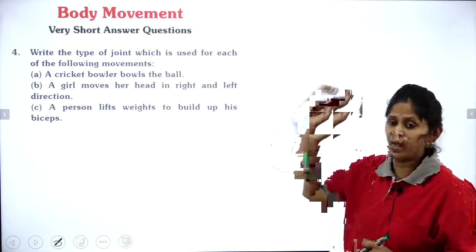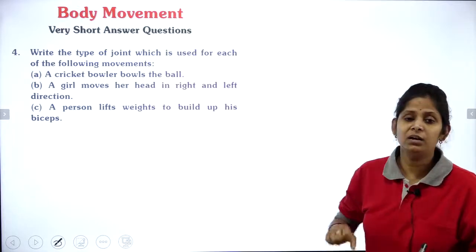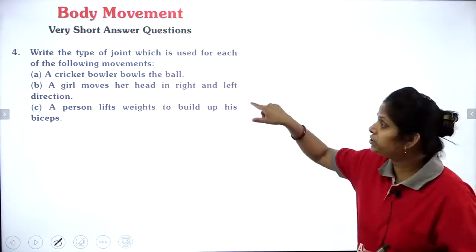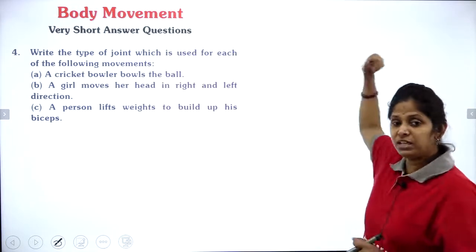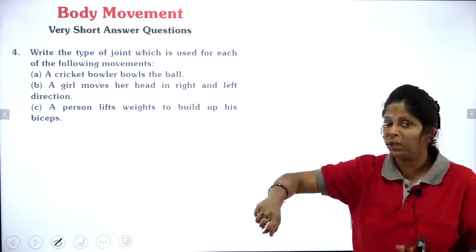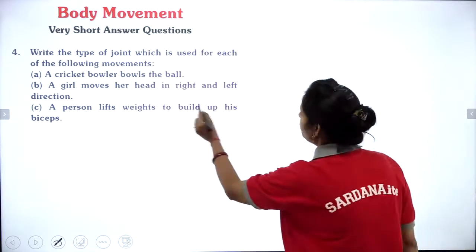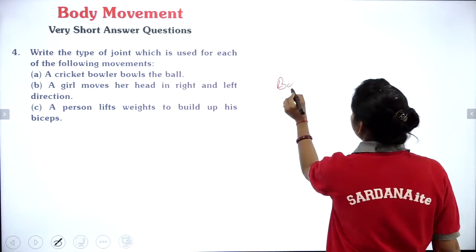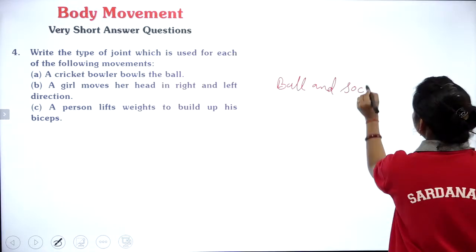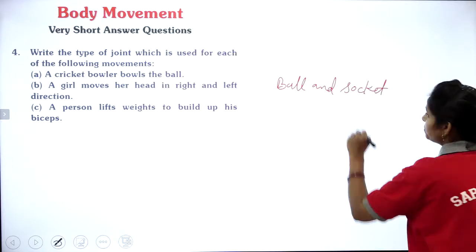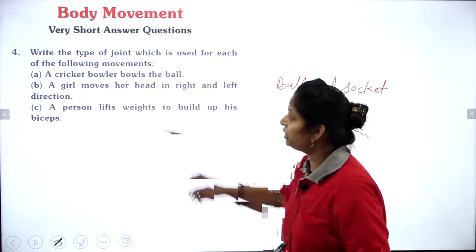Yes. So for A, you have to write down here ball and socket joint, which is present between your shoulder and hand. Okay. Then after, a girl moves her head in right and left direction, just like this. So for this, you know which joint is present there? Already I have told you, pivot joint is present there. So again you have to write down here pivot joint.